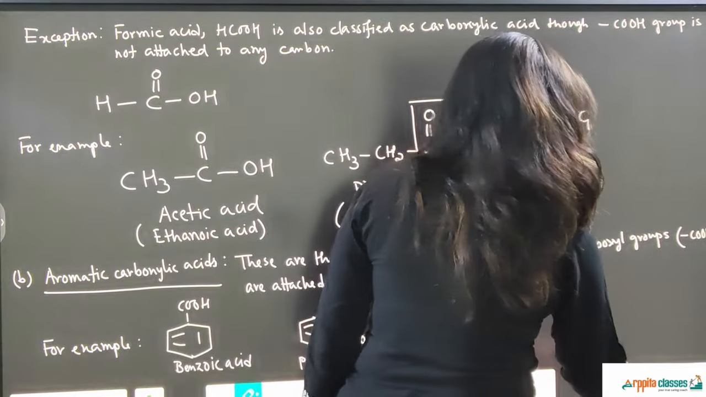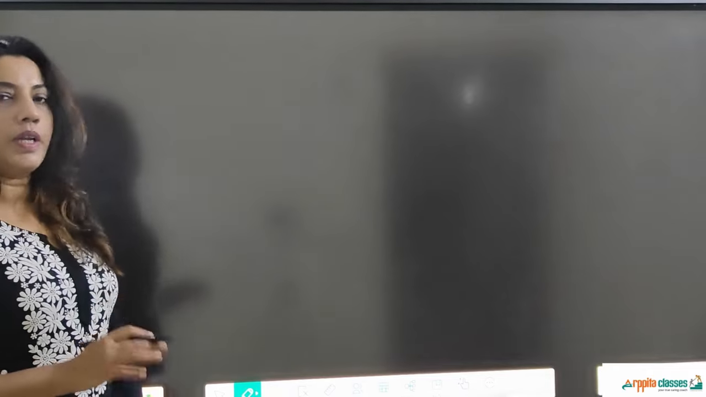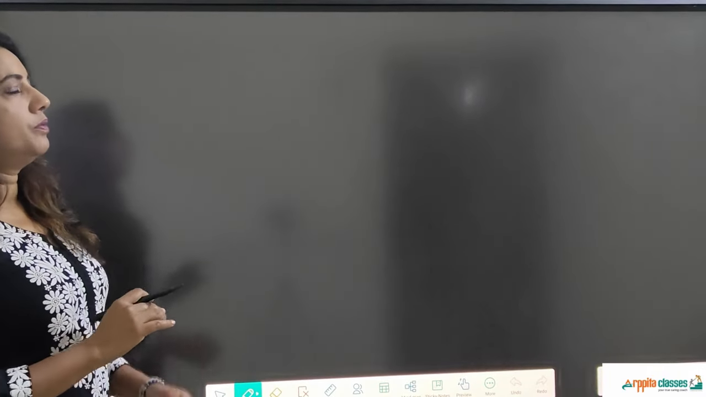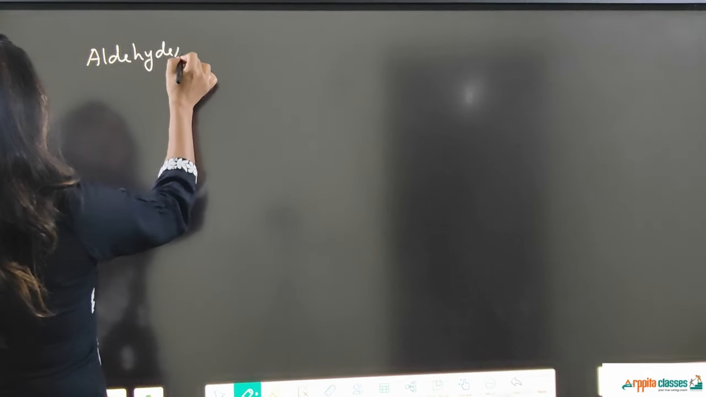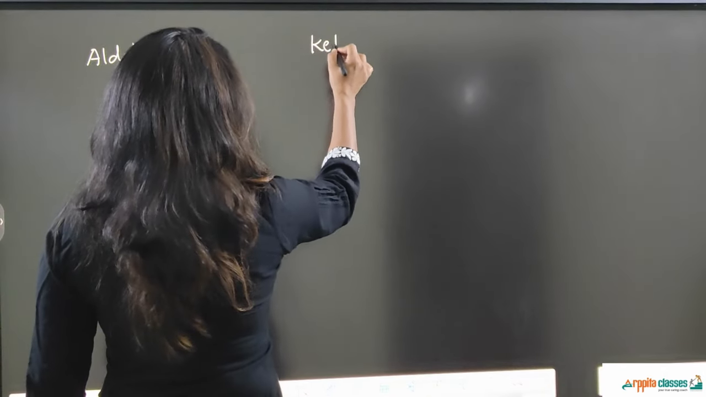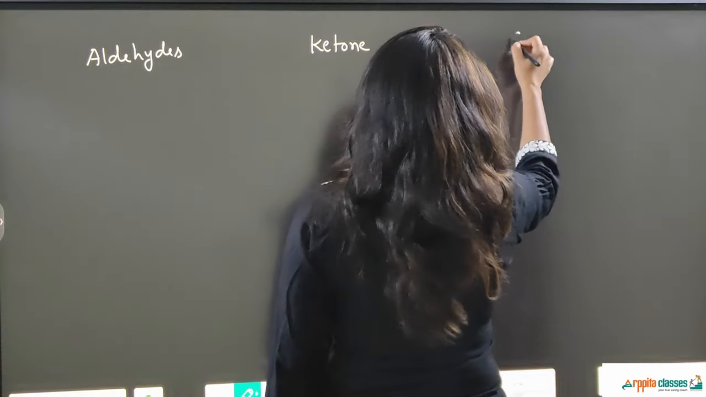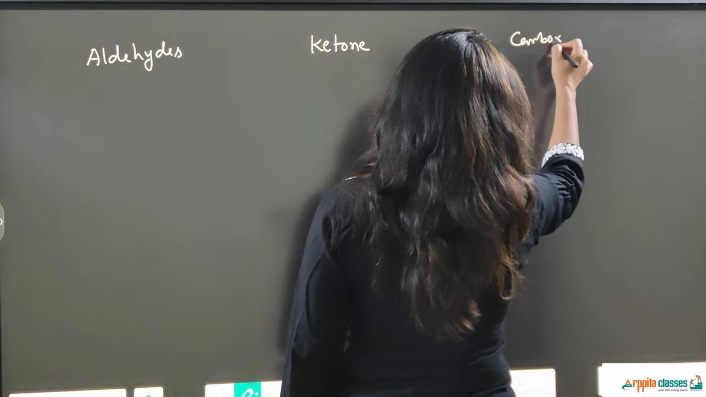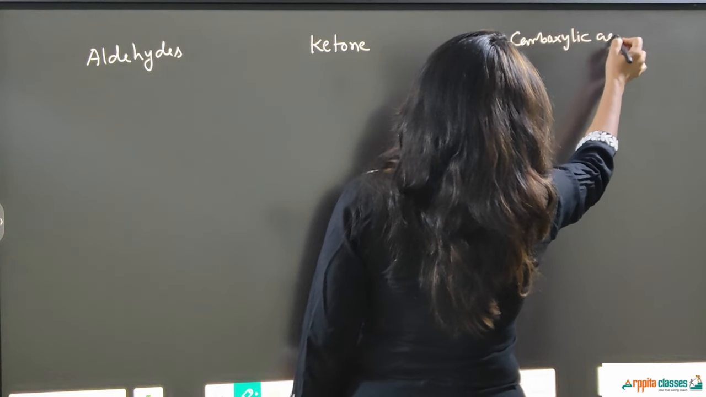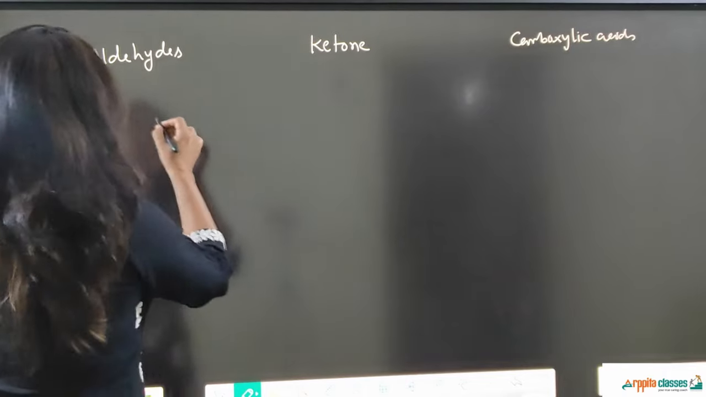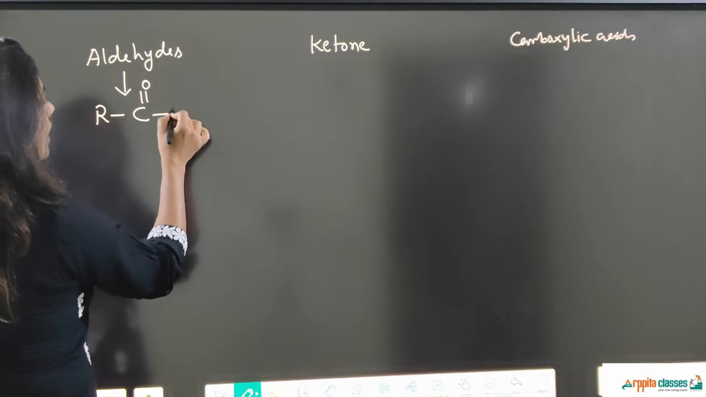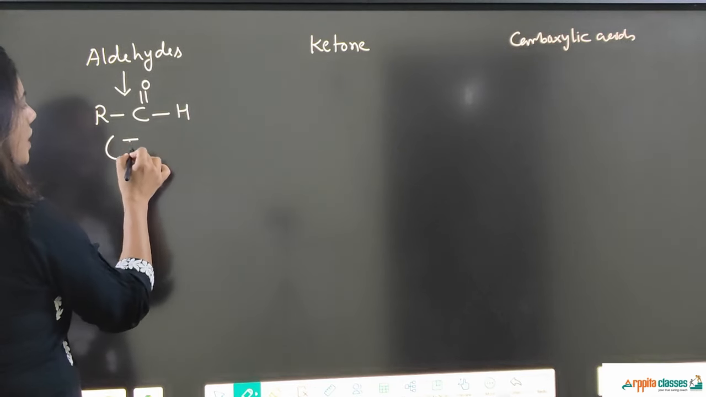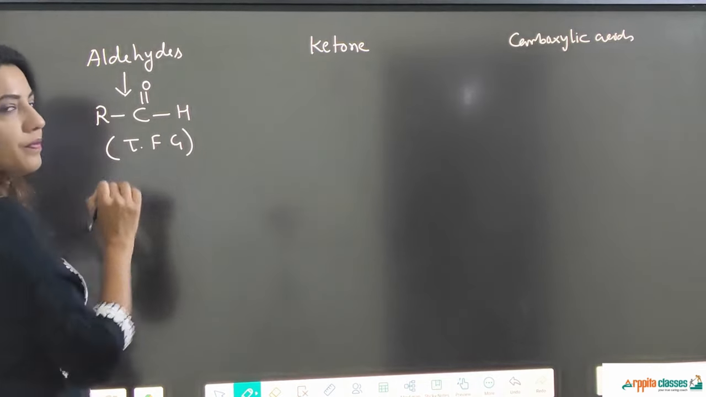Okay. So what did we study in today's video? We have done 3 types of compounds, that is aldehydes. We'll just do the summary here. Aldehydes, then we have done ketones, and we have done carboxylic acids. These are the 3 compounds. Okay. Aldehydes, the functional group is RCHO. This is a terminal functional group, TFG.